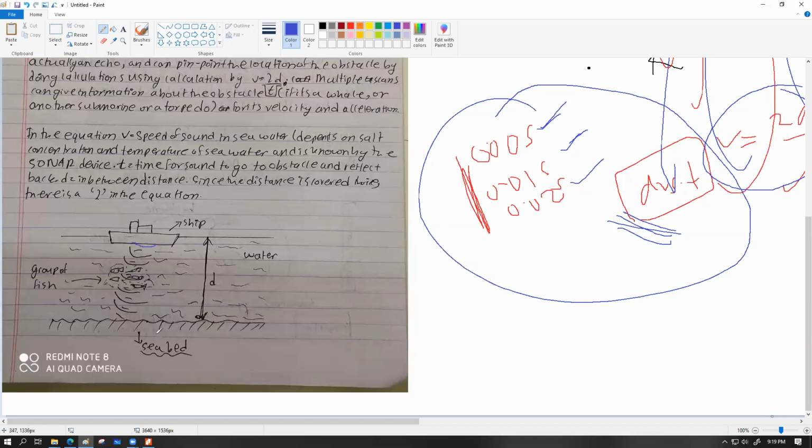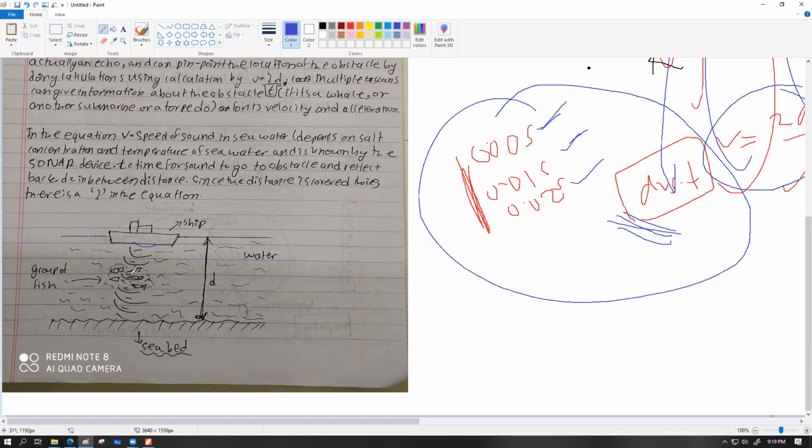Now, if there are no fishes in that water, they're going to receive the reflection directly from the seabed or the bottom part of the sea. So using that, they can essentially detect how deep the water is. That's a measurement they can make. That's one thing.